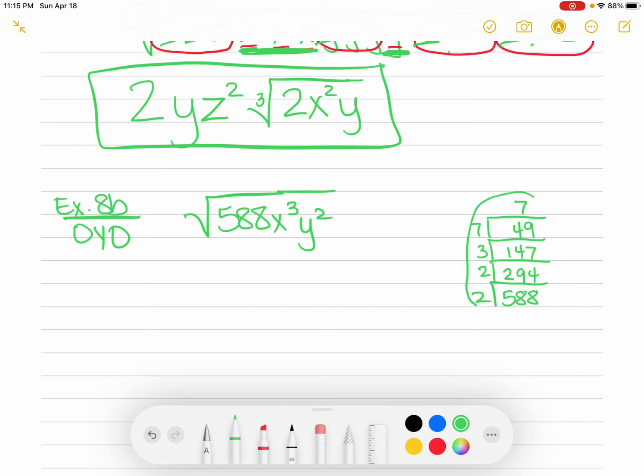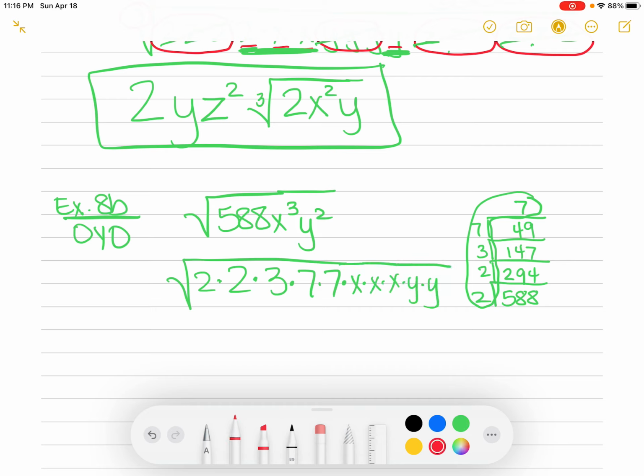Okay, so now when I write all my numbers, make sure you include that top number. I'm going to have 2 times 2 times 3 times 7 times 7. Then I'm going to do my variables, x times x times x times y times y. I'm going to circle everything that are 2's because this is a square root. There's a 2 out there even though you don't see it. So there's 2 of those. I don't have 2 3's. There's 2 of those. 2 x's and 2 y's.